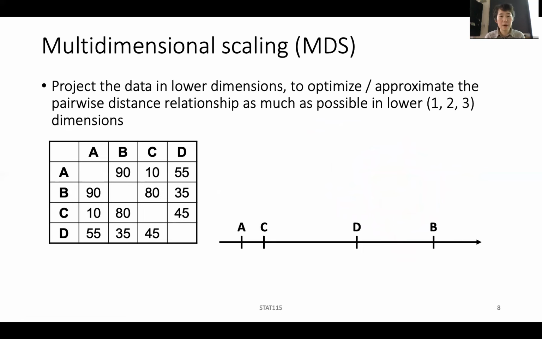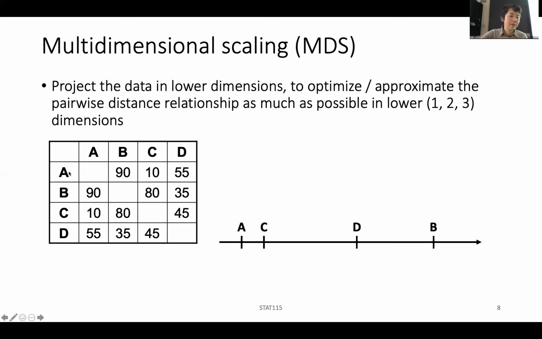Another approach that people are using is called multidimensional scaling. Supposedly we have a gene expression that's usually 20,000 genes, right? You have a number on each of the genes. With RNA-seq, you probably only have values on 10,000 genes. The remaining 10,000 may not be expressed. There are thousands of genes that are not expressed in a condition, but still it's a very high dimension data set. Multidimensional scaling is trying to optimize or approximate the pairwise distance relationship as much as possible in lower dimensions.